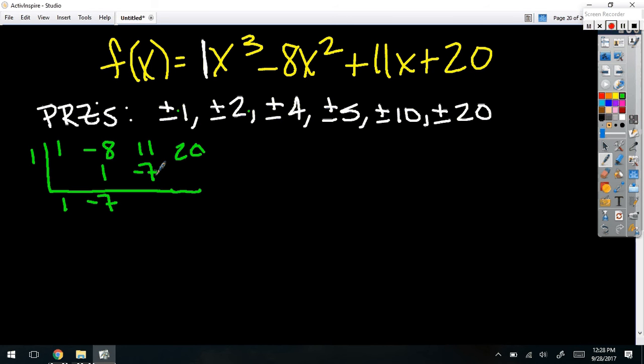It literally encompasses everything from chapter 2 so far. Everybody know how to do synthetic division? All right, -7, and that's 3, that's 3, that's 20. That does not work because this remainder is not 0. On to the next one, -1.